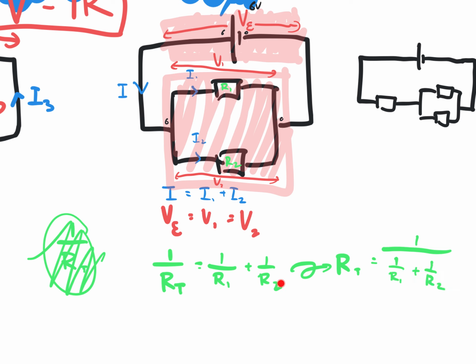Because, hey, once you do this, that's not total resistance. It's 1 over total resistance. So you still need to flip everything over, which looks something like this, right? Which means the more resistors you have in parallel, the effective resistance will drop.